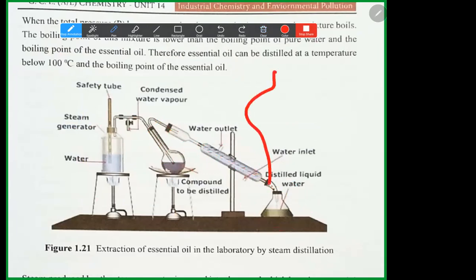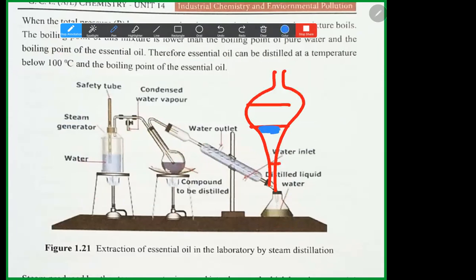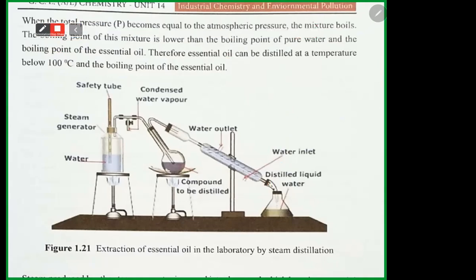When you are using a separatory funnel like this, let's say we have two different phases, a red one and a blue one, then we can separate the red part first, then this middle part separately, and then the blue part. First the blue part, then the red part. So this is the only part which is coming with water. We can use solvent extraction, another method, to remove this water from the essential oil.